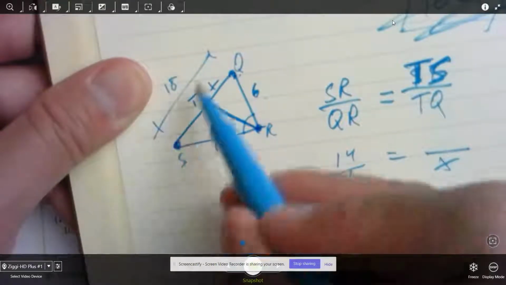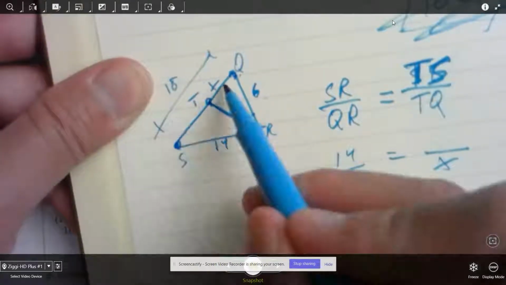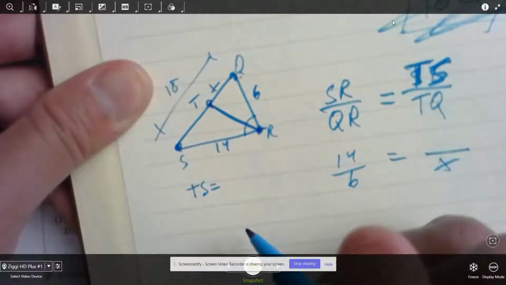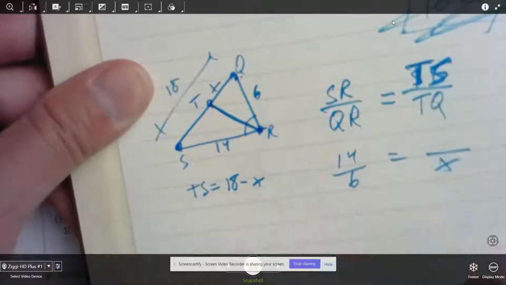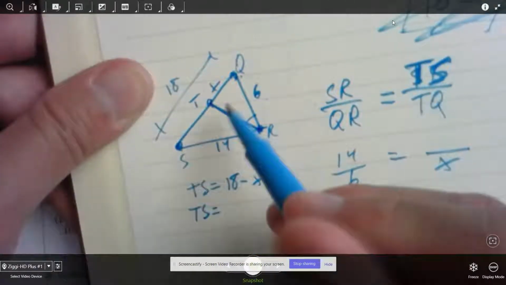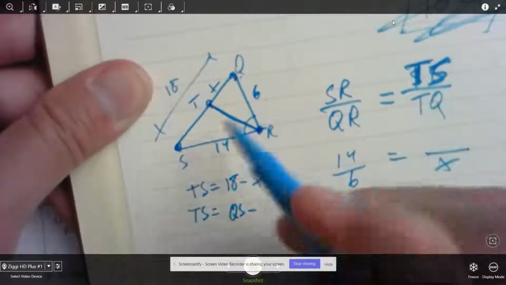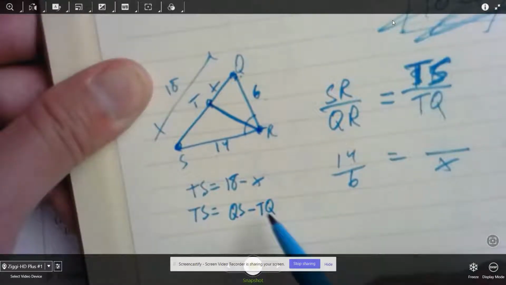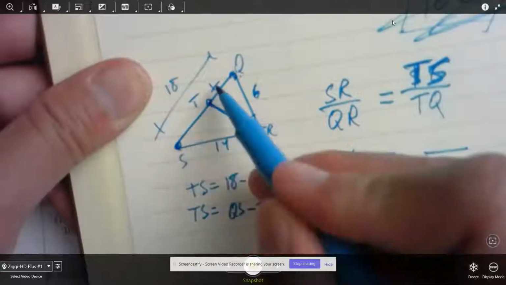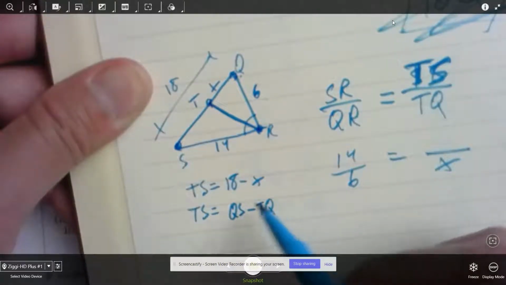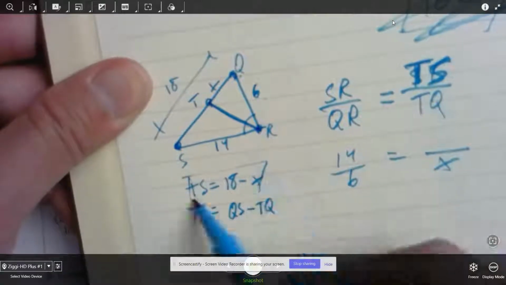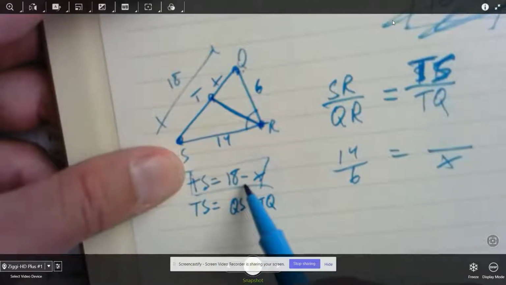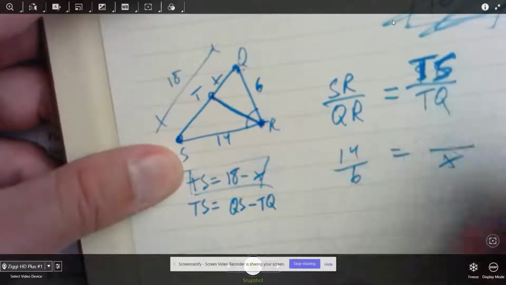So that means I take the whole side length of 18, and you'd have to subtract X to get whatever TS is. So essentially TS is the leftovers of 18 minus X, or basically TS is equal to the whole thing QS minus TQ, right? Which is, again, QS, the whole thing is 18. This little segment here is X, TQ, so 18 minus X. This is basically what I really need. And I'm going to put that right here, because I know that TS is equal to 18 minus X. In place of TS, what I don't know, I'm just going to write 18 minus X.